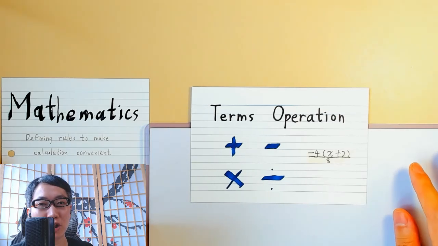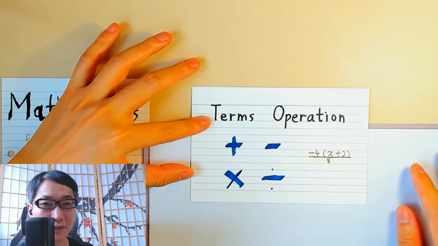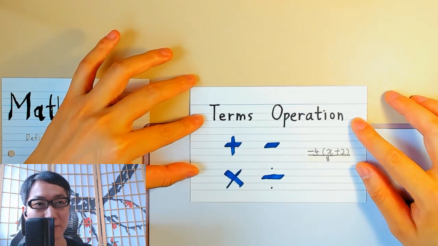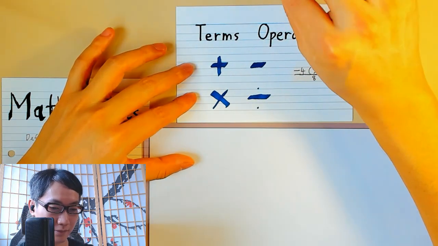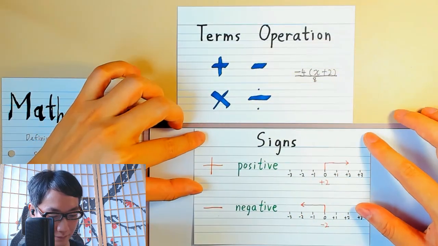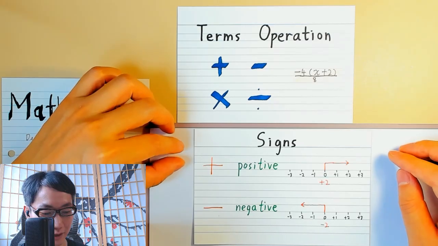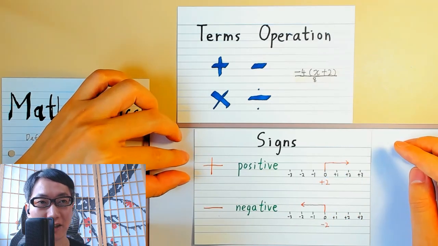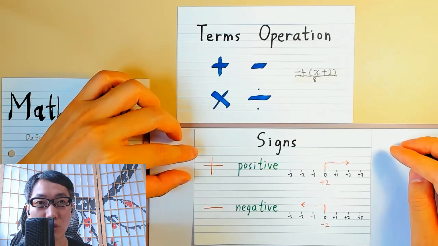Today we'll talk about terms operation. We'll define what a term is and how to operate them. A term always has a sign, except 0. 0 does not have a sign. So what a sign does is like a road sign. It tells us the direction to go.